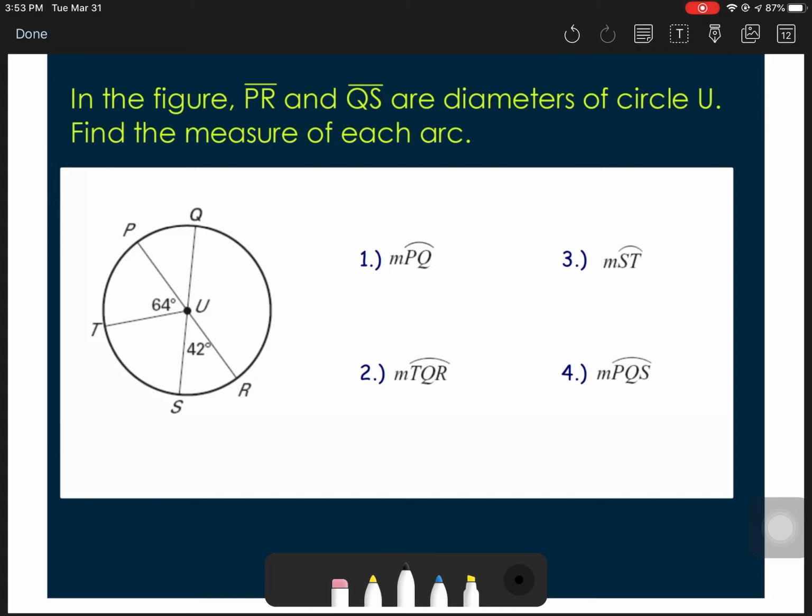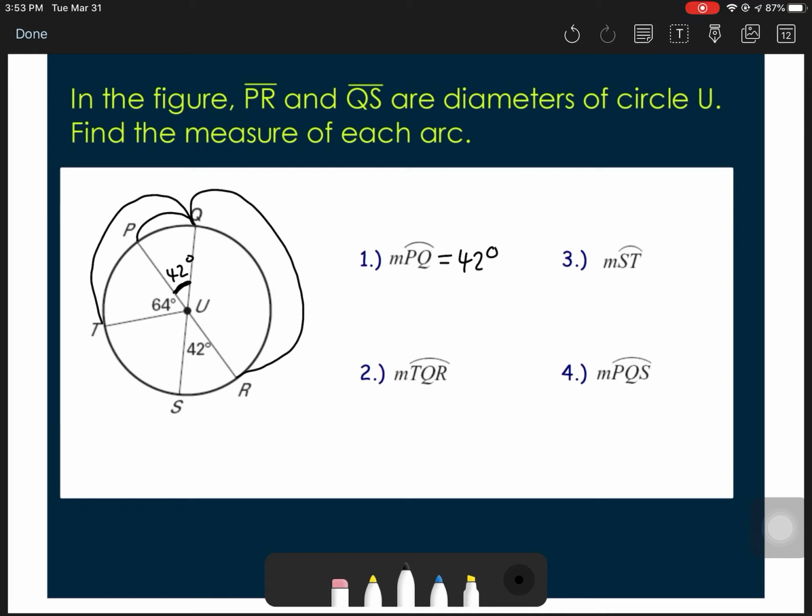So PQ, we always want to go the shortest distance from P to Q, since there's only two letters. We need to find that measure here. So we find that by figuring out what is the degree measure of this angle right here. And since it's a vertical angle with SUR, we know that it has to be 42 degrees, therefore making the measure of this angle 42, or this arc 42 degrees. Next, let's go to number 2, measure of TQR.